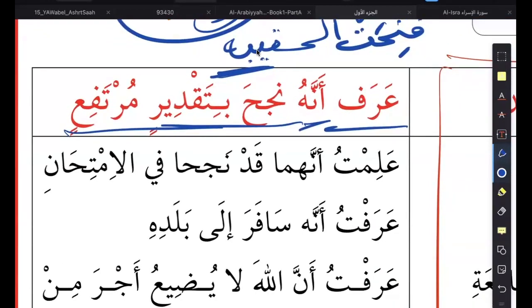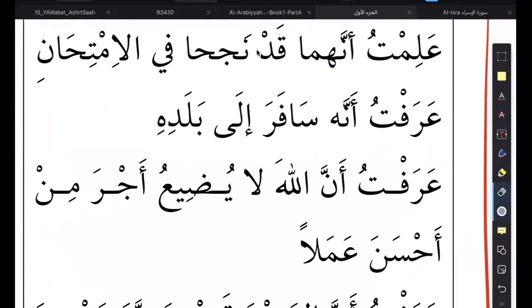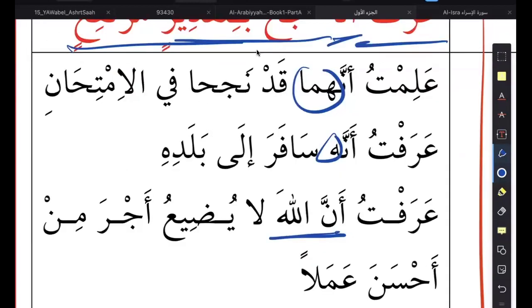وعلمت أنهما قد نجحا في الامتحان. I learned that both of them have passed in the exams. And also pay attention, look what's happening. Here the annahu, hu, huma. So because they're pronoun, you don't see the fatha, because remember what I said, that after anna, the isim, the noun becomes mansub, fatha.